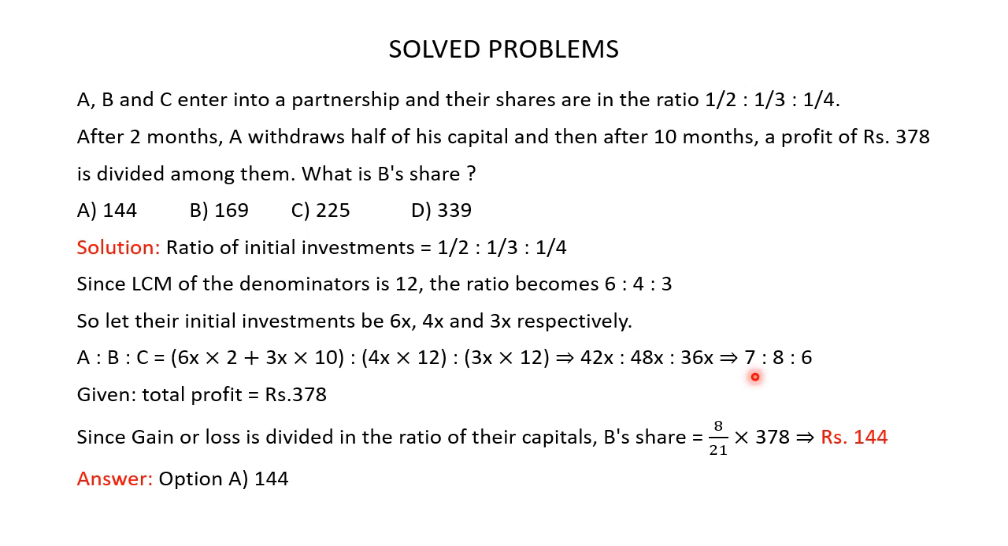Now, the sum of the terms of this ratio is 7 plus 8 plus 6, which is 21. Now, we are asked to find what is B's share. So, out of 21 parts, B's share is 8. Now, it's given that the total profit is 378. So, B's share is 8 by 21 multiplied by 378, which is rupees 144. So the correct answer is option A, 144.